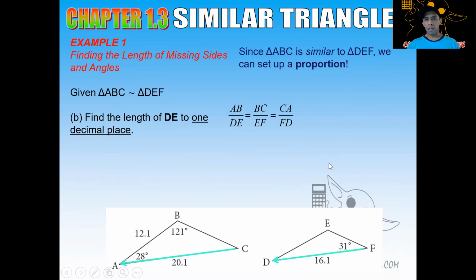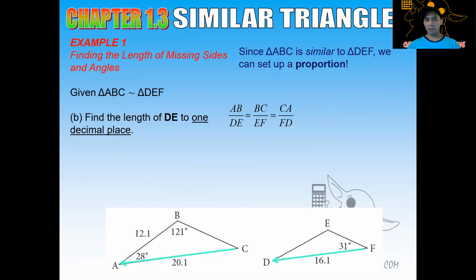You can also see this when you look at the letters. We have A to B, which is the same thing as D to E. We have B to C, which is the same thing as E to F. And when you go back to the last letter, C to A is the same thing as F to D. So you can use the statement itself to come up with this as well. Whatever you're comfortable with, that's the method you use.